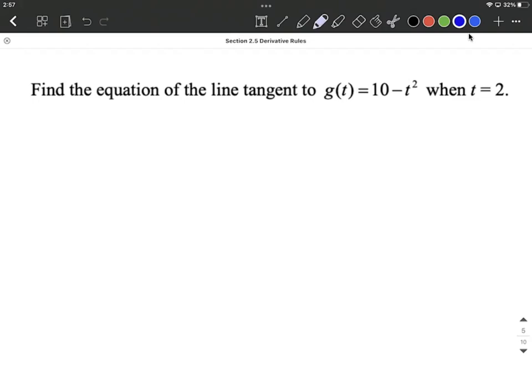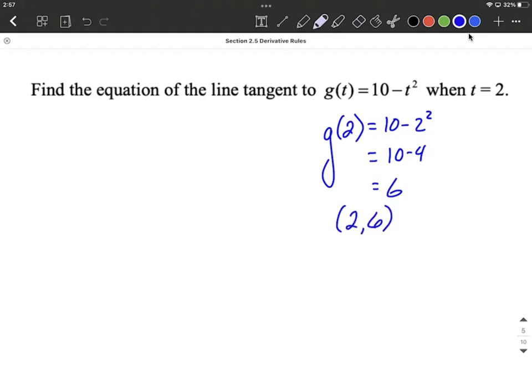Okay, so the first thing I can do is find the point on our graph. To get that, I'm going to use the value for t and replace it into our function. So 10 minus 2 squared is going to make 10 minus 4, which will give us a y value of 6, or an output value of 6. So (2, 6) is the ordered pair that we are going to utilize.